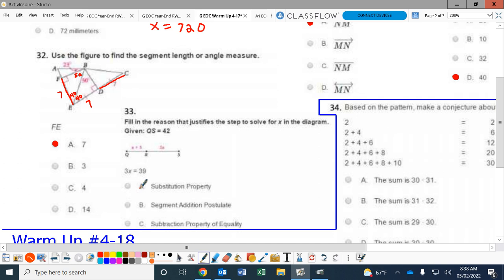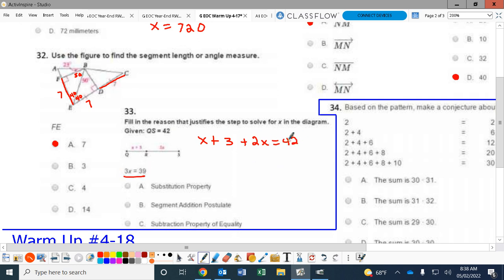Okay, and our last one right here, it says fill in the reasons that justify the step to solve for x in the diagram. Oh, guys, we've done this before. We've seen this before. What is the rule that lets you take this and combine them to get the total? So it starts off as x plus 3 plus 2x equals 42.